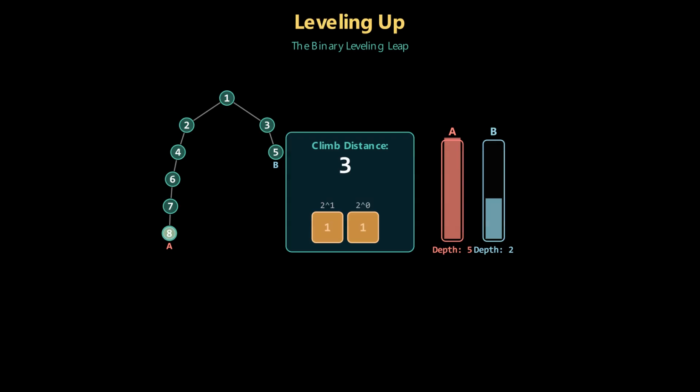Using the power jumps we just learned, we feed this difference of 3 directly into our binary lifting logic. The algorithm sees 3 as a 2-step jump followed by a 1-step jump. It lifts the deeper node up by 2 levels, then by 1 more level, instantly erasing the vertical gap without wasting a single individual step.